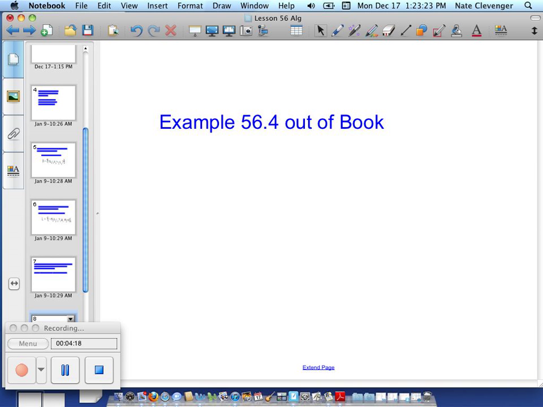Yes, ma'am. So is 0 an element of N? Is that true or false? True. That is true. 0 is a member of that. So good on that. All right, moving on.